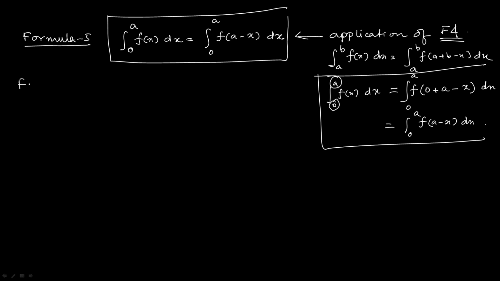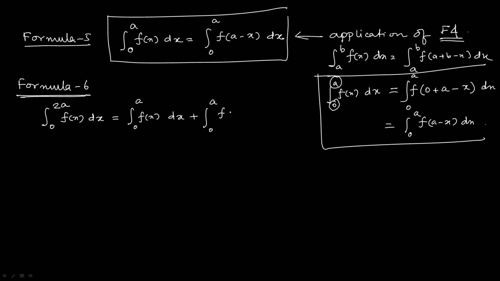Now formula number 6 is integration 0 to 2a f(x) dx equal to integration 0 to a f(x) dx and integration 0 to a f(2a minus x). This one is to be proved.